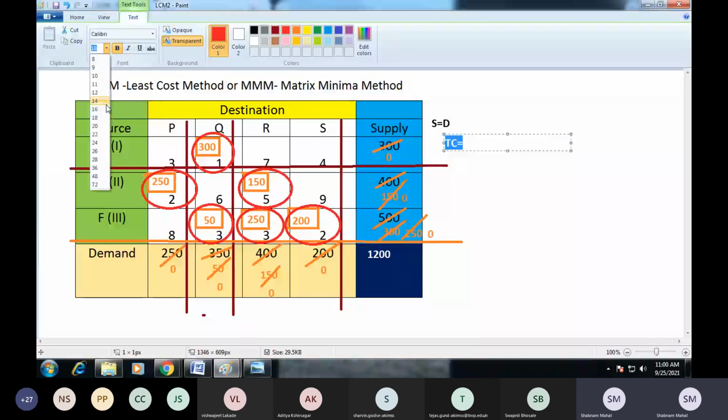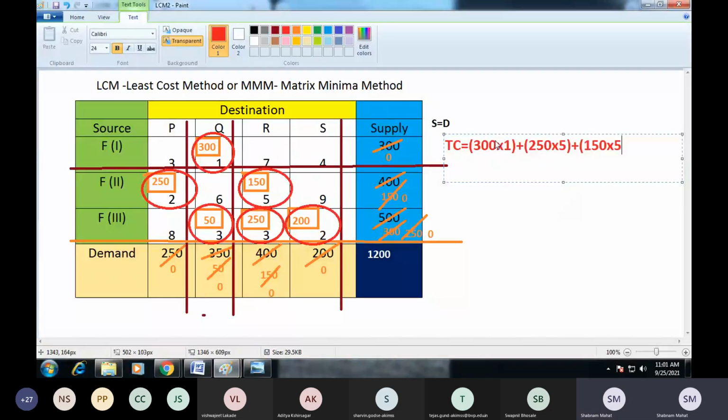First cell value 300 into 1. Again, plus sign. Then 250 into 2. Again, plus sign. Now 150 into 5. Plus, in brackets, 50 into 3. Again plus sign, in brackets 250 into 3. Again plus sign is there. And 200 into 2.